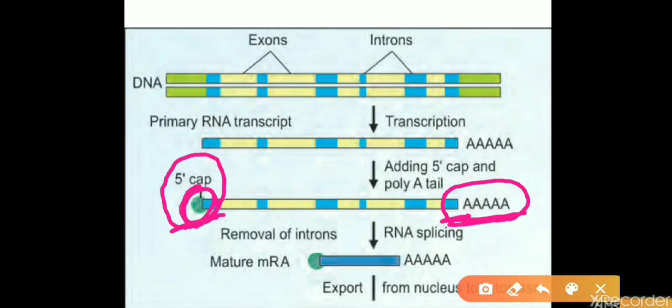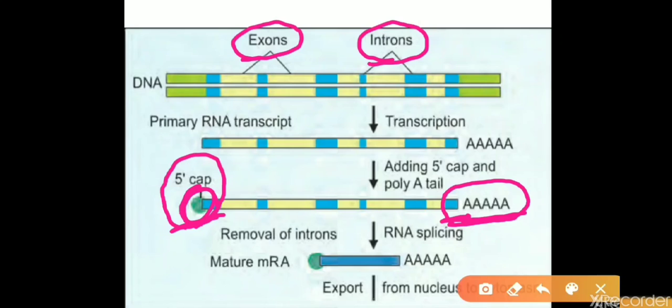And mRNA, immediately after its formation, is known as immature mRNA or heterogeneous mRNA. This heterogeneous mRNA contains both coding regions and non-coding regions, and these coding regions are known as exons and non-coding regions are known as introns. So that's all regarding the structure of mRNA.